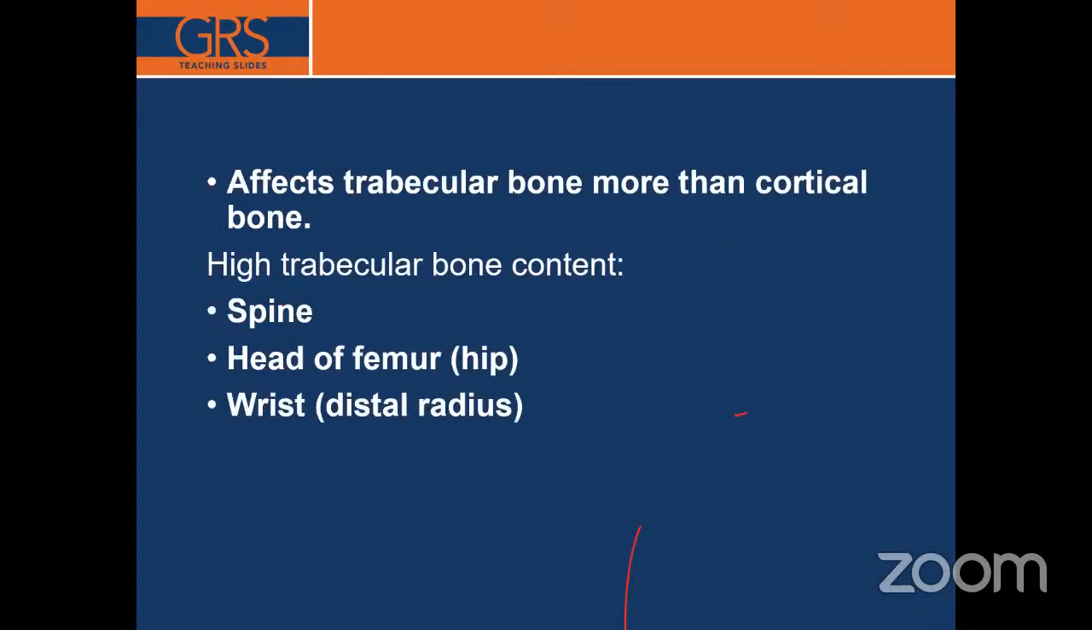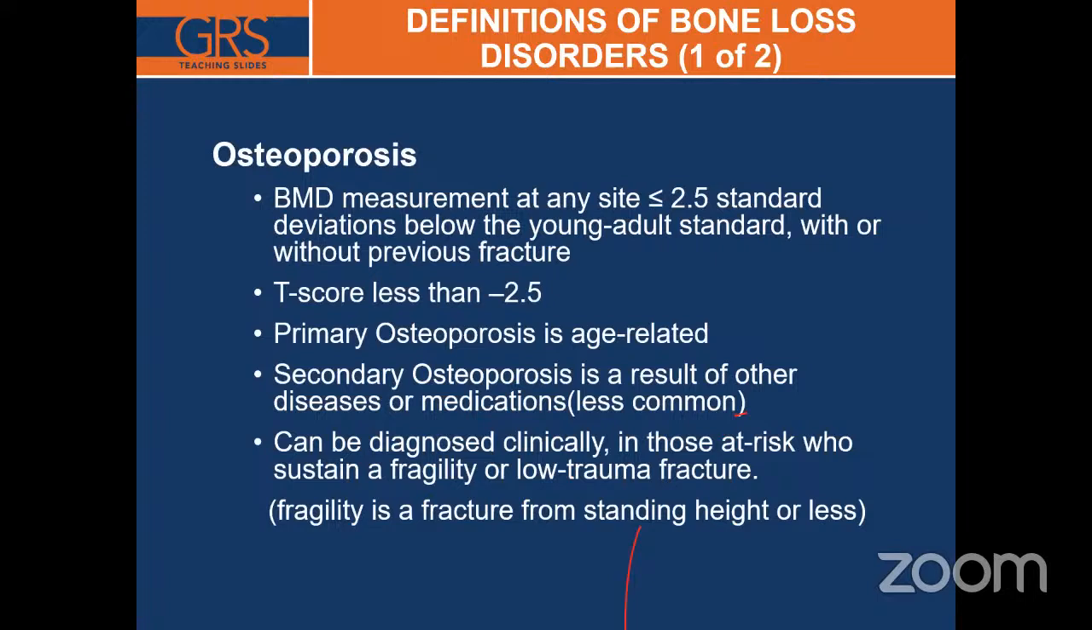Osteoporosis affects trabecular bone more than cortical bone. Areas with high trabecular bone content are the spine, the head of the femur, which is the hip, and the wrist or distal radius. Osteoporosis is the most common metabolic bone disease. It is a major cause of morbidity and mortality, and it leads to a decreased quality of life.